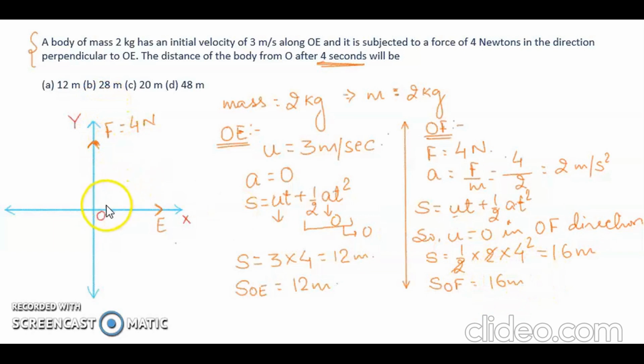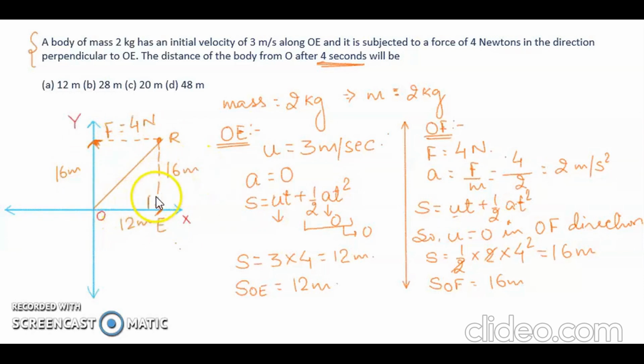Now let's draw here. In the direction of OE, this is 12 meter. In the direction of OF, we have 16 meter. By following a simple rule, I am trying to make a parallel in this case, and then I can join this point and this point in this way. Here I can take the resultant, let's name it R. Now this length ER is equal to OF, so it is 16 meter.